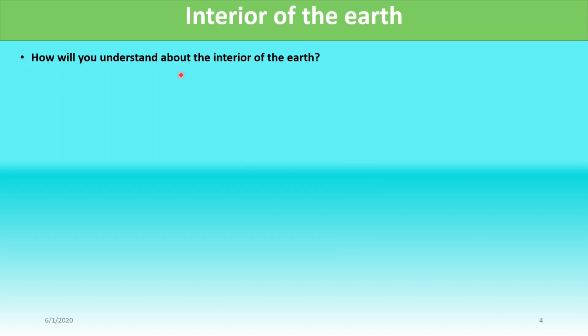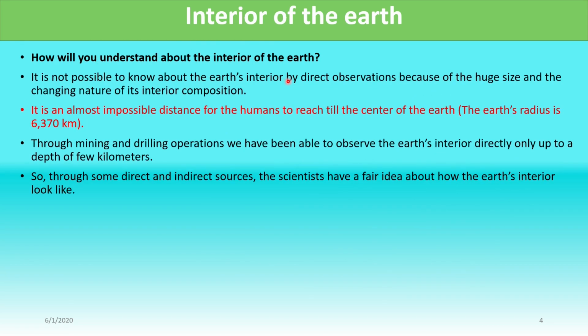How will you understand about the interior of the Earth? It is not possible to know about the Earth's interior by direct observation because of the huge size and the changing nature of its interior composition. It is an almost impossible distance for humans to reach the center of the Earth. The Earth's radius is 6370 km.